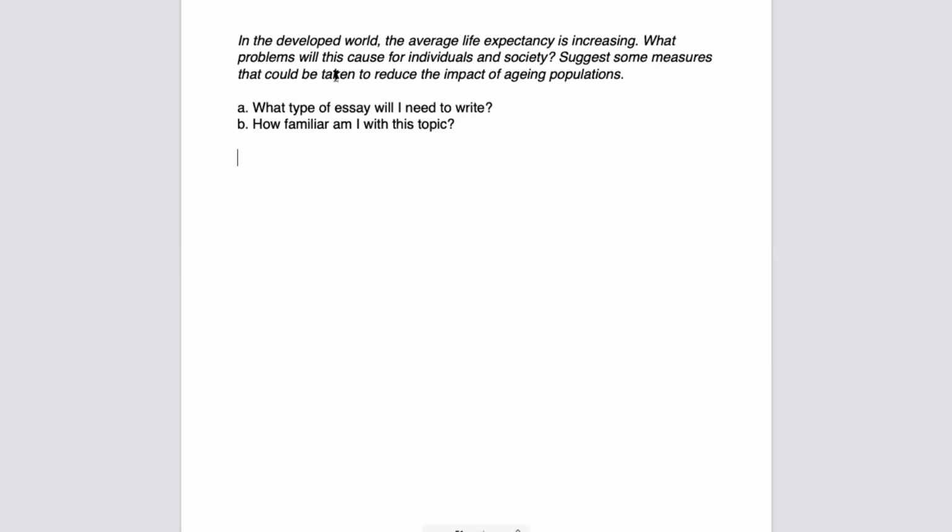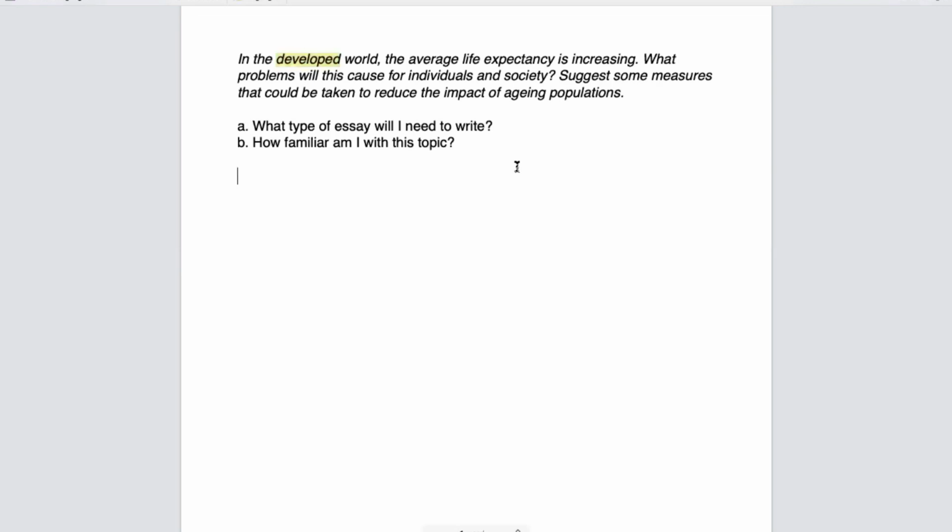So in the developed world, this is actually quite important because we're talking about a specific type of country, developed world. We're not talking about third world countries, for example. Developed world is what we have to be focusing on, okay? The average life expectancy, I would say this is also important because it's our subject and it is increasing.